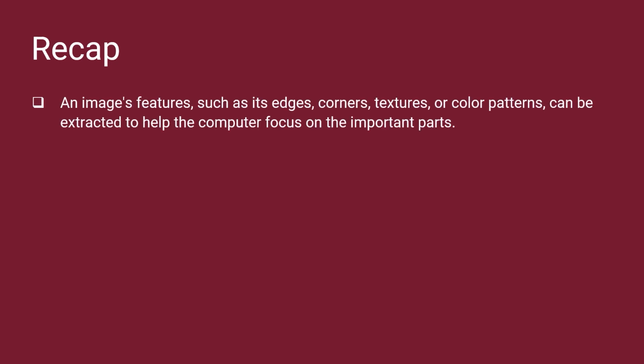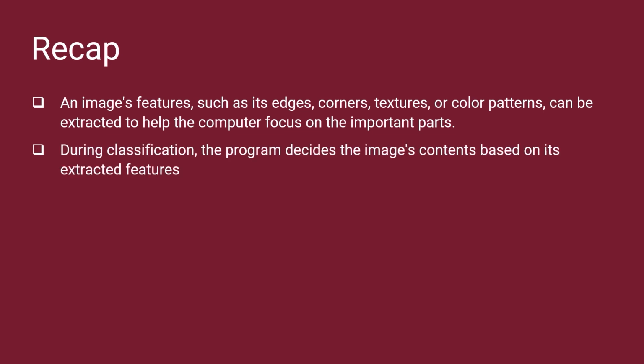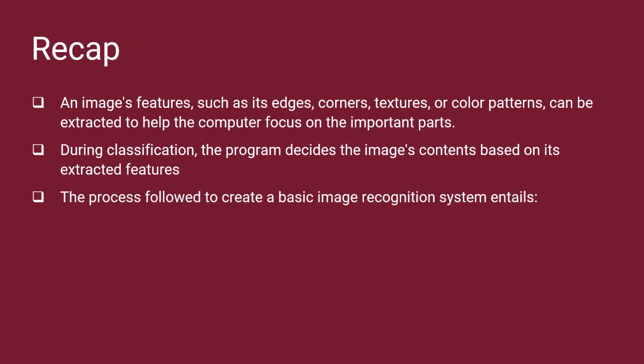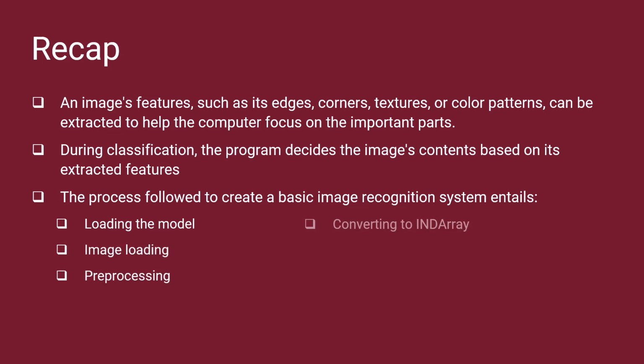An image's features, such as its edges, corners, textures, or color patterns, can be extracted to help the computer focus on the important parts. During classification, the program decides the image's contents based on its extracted features. The process followed to create a basic image recognition system entails loading the model, image loading, pre-processing, converting to INDArray, normalization, prediction, and result interpretation.